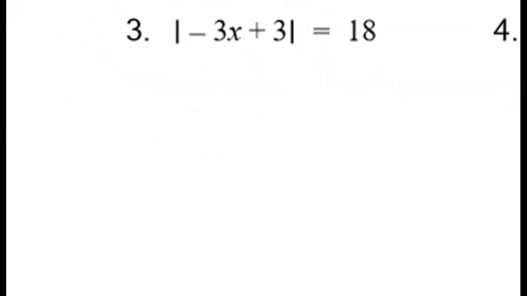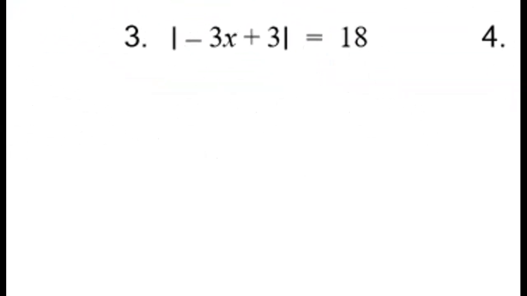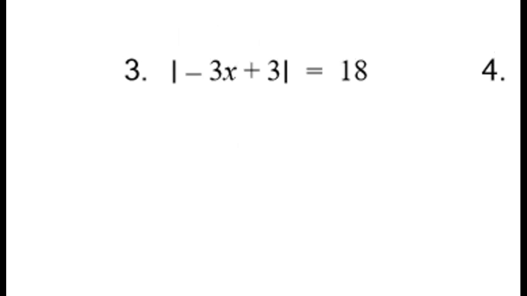So if I'm looking at number 3, which has absolute value of negative 3x plus 3 is equal to 18, negative 3x plus 3 could equal a positive 18, but what else could it be? What else could this inside of my absolute value equal? Yes, it could be negative 18 or positive 18.